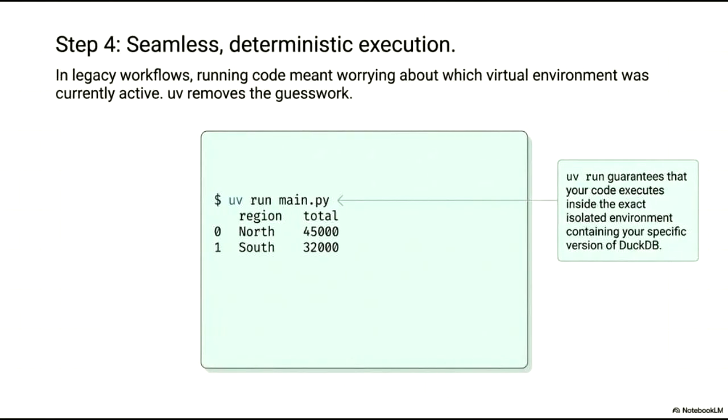Step 4 focuses on seamless, deterministic execution. In legacy workflows, running code often required constant vigilance regarding which virtual environment was currently active. The tool uv removes this guesswork entirely. When you execute a command like uv run main.py, it guarantees that your code runs inside the exact isolated environment required for your project. This ensures that your specific dependency versions, such as the version of DuckDB used in this example, are consistently applied, leading to predictable and reproducible results every time.